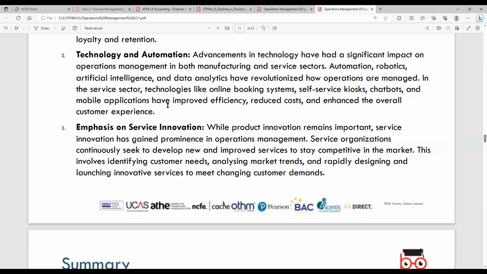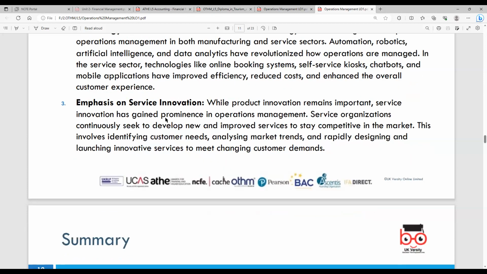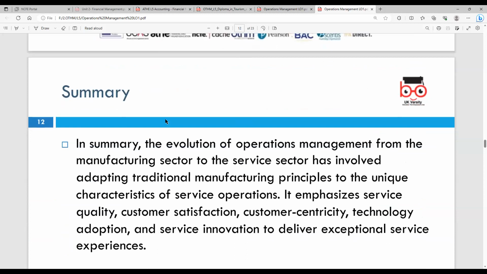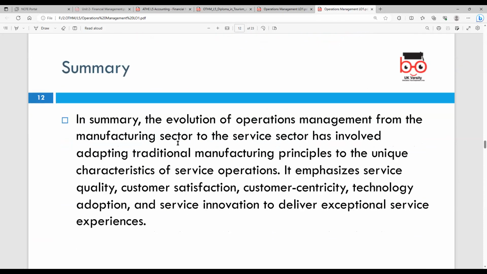So it's not a new concept, it's an old concept evolved over the years into more efficiency, making sure that you stay competitive ahead of the game and that the customer is the main focus these days. So in summary, operations management has evolved from manufacturing to the service sector over the years.